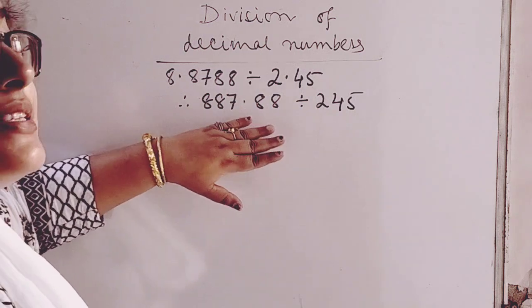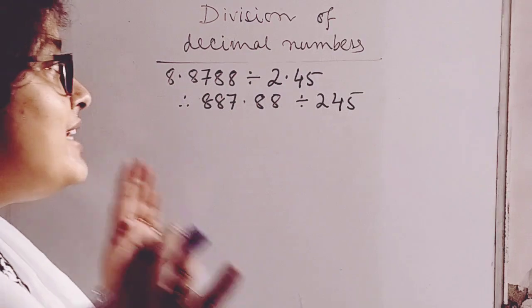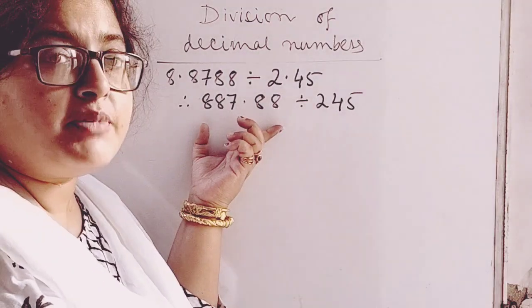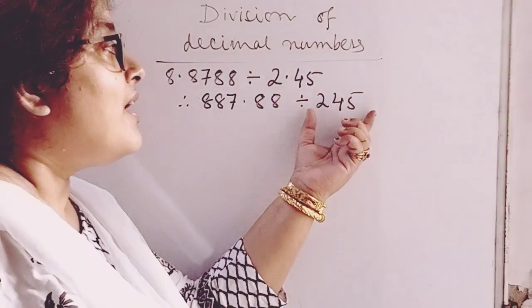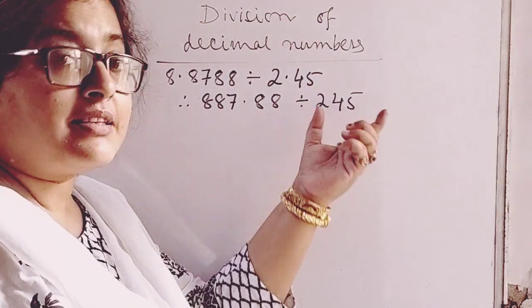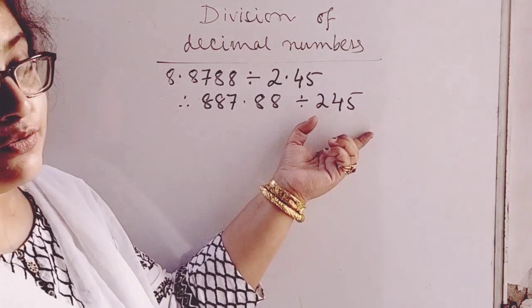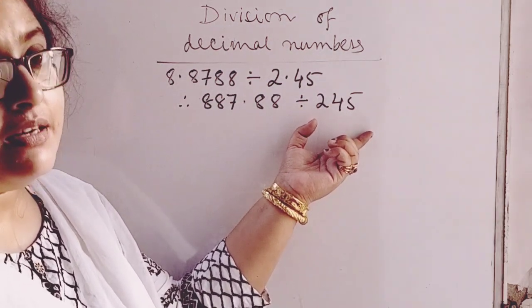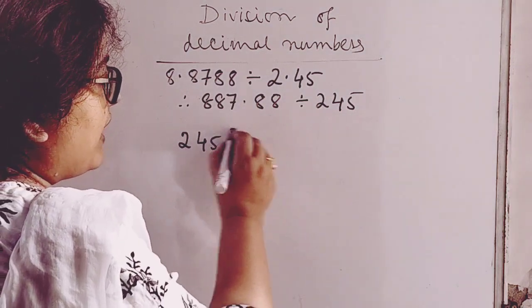But if it is not converted so, then leave it as it is. That is, we are least bothered about the dividend, whether it is free from decimal or whether it is a decimal number. We are concerned about the divisor. That must be converted to an integer if it is not so in the given question. Clear?